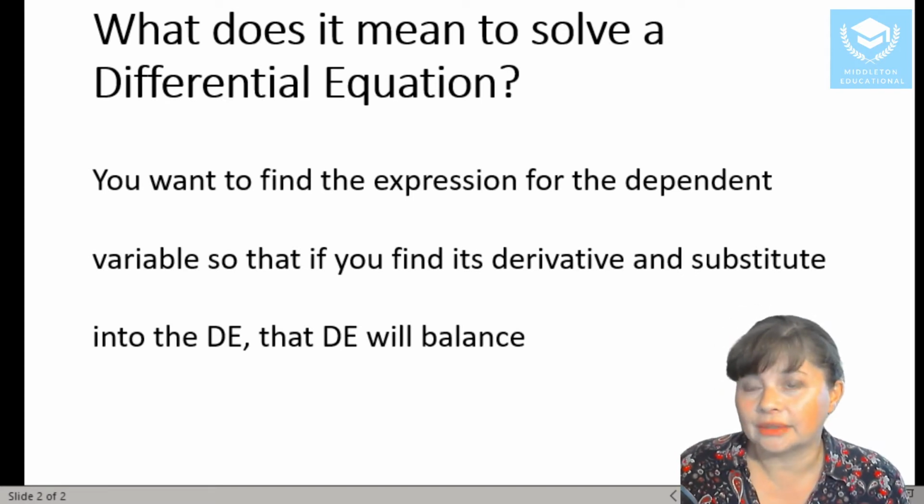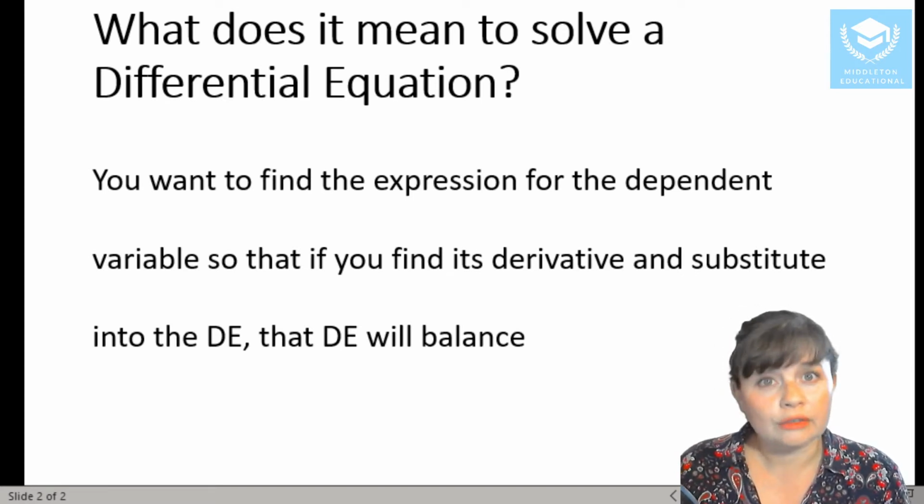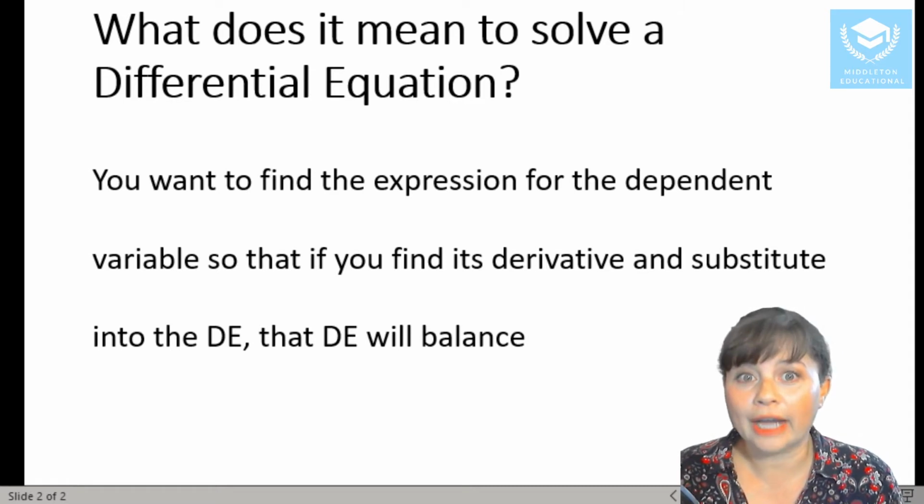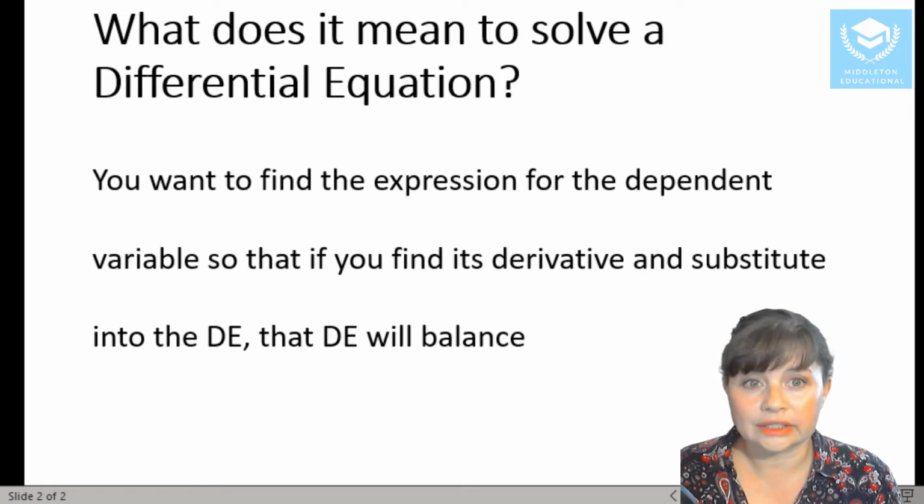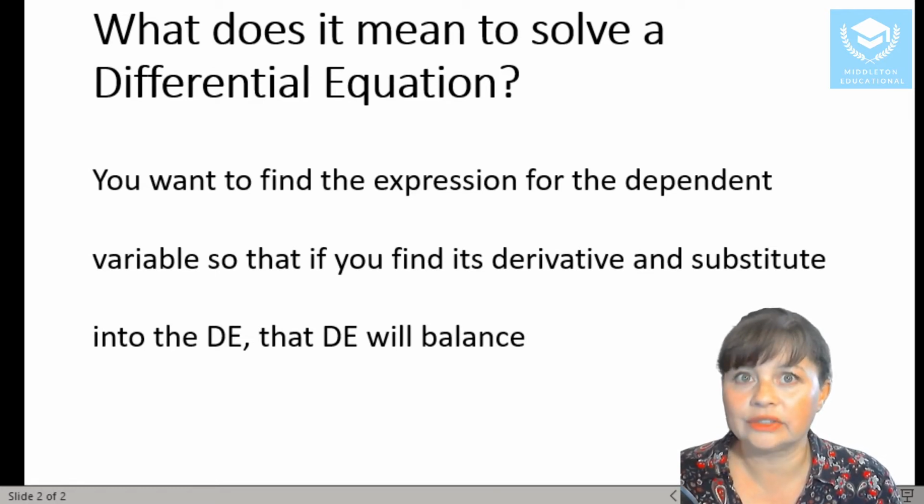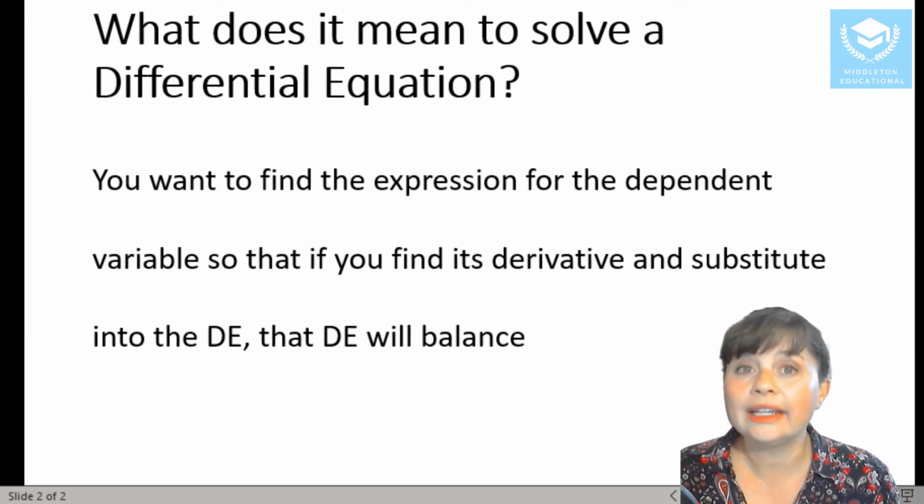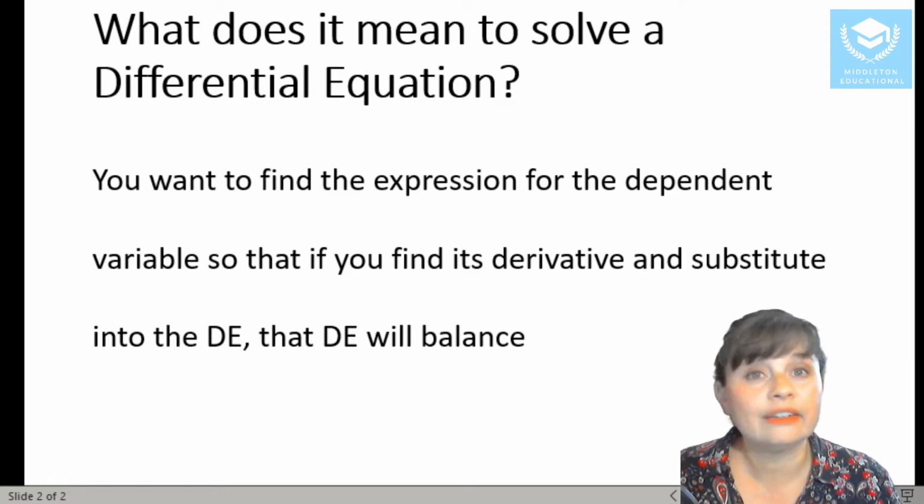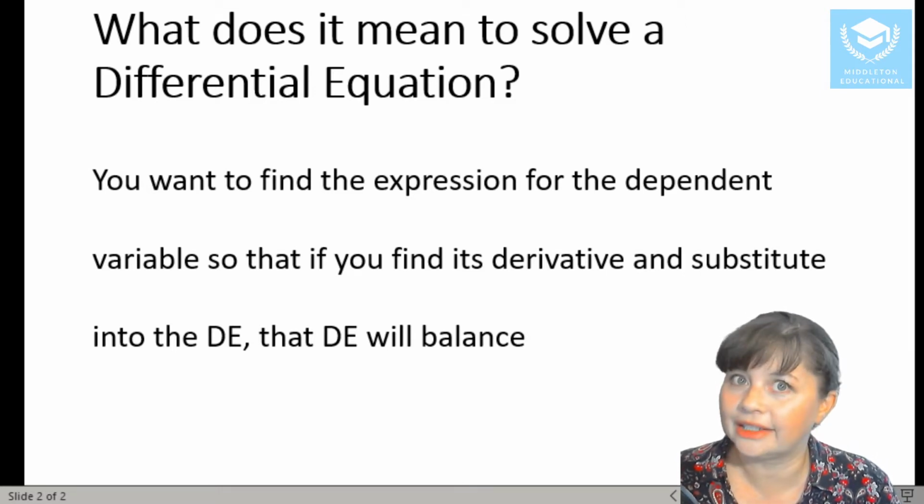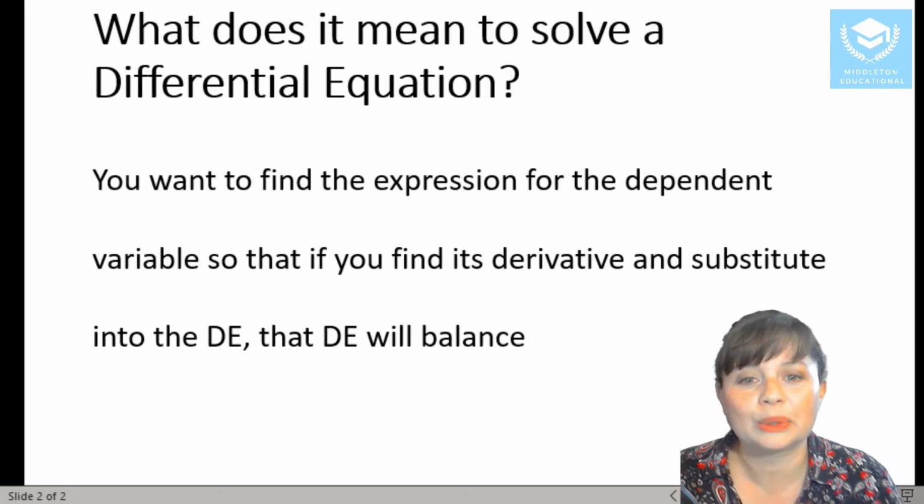So in a nutshell, what you want to do when you're solving a differential equation is to find an expression for the dependent variable so that if you find its derivative and then substitute that derivative into the differential equation, that equation would balance. So what do we mean by balance? We mean the left-hand side is going to equal the right-hand side. Let's look at an example.